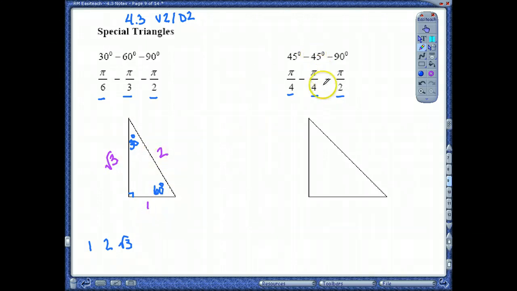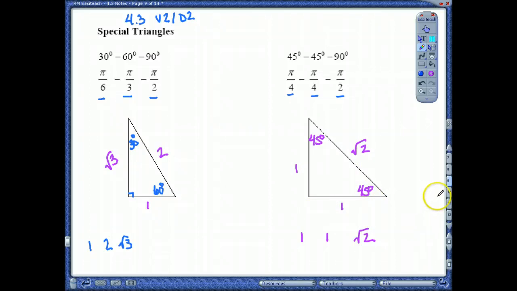When we look at the 45, 45, 90, that one's easy because this is 45, this is 45. So whatever this side is, it's got to be the same as this side. Those proportions are 1, 1, square root of 2. So these have to be 1s because those sides are equal. They have to be the same. The hypotenuse is square root of 2. So 1, 1, square root of 2.